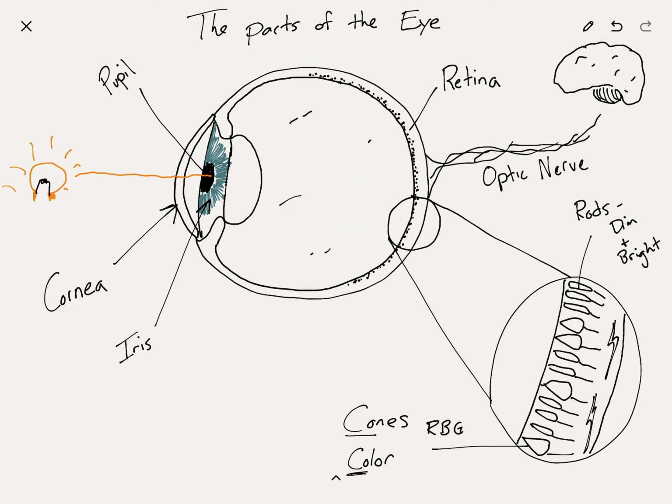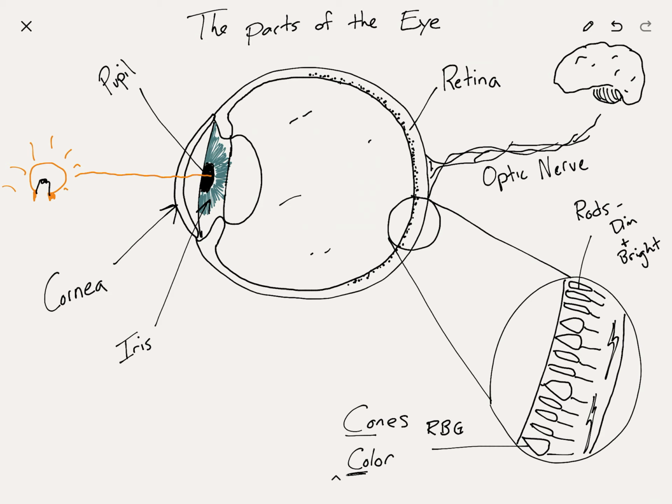In fact, the picture that is projected onto the back of your retina is upside down because of the way the light is bent. Your brain has to actually flip that back right side up. Okay? So that's kind of a crazy thing as well.